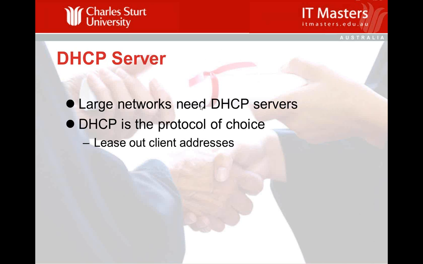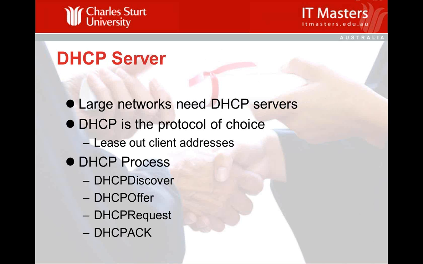So in order to hand out addresses, the DHCP protocol of choice leases out client addresses. There are 4 steps to the DHCP process which you need to be generally aware of: the DHCP Discover, the DHCP Offer, DHCP Request, and DHCP Acknowledgement. Stepping through each of those, when your client first boots up, whatever it is, PC, smartphone, it'll broadcast a DHCP Discover message, searching for a DHCP server.